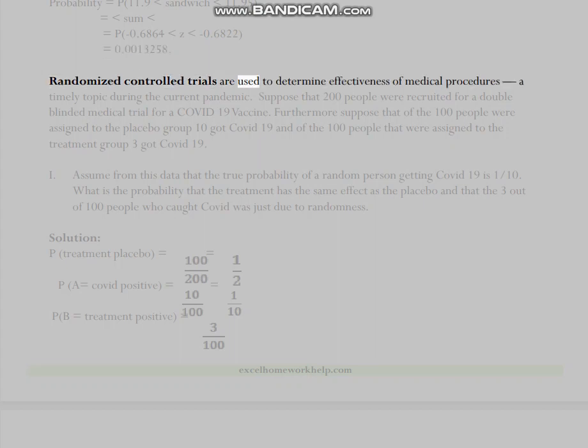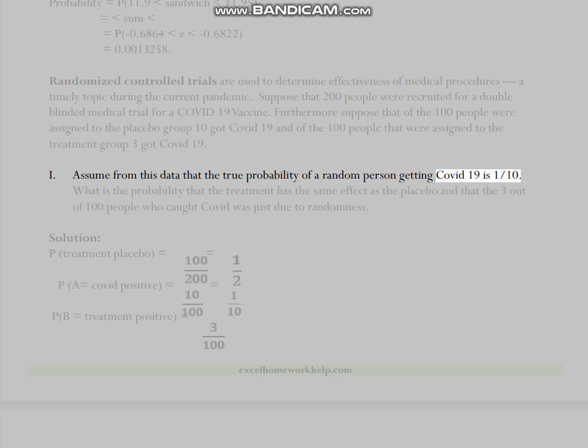Randomized controlled trials are used to determine the effectiveness of medical procedures, a timely topic during the current pandemic. Suppose that 200 people were recruited for a double-blinded medical trial for a COVID-19 vaccine. Furthermore, suppose that of the 100 people assigned to the placebo group, 10 got COVID-19, and of the 100 people assigned to the treatment group, 3 got COVID-19. I assume from this data that the true probability of a random person getting COVID-19 is 1/10. What is the probability that the treatment has the same effect as the placebo and that the 3 out of 100 people who caught COVID was just due to randomness?